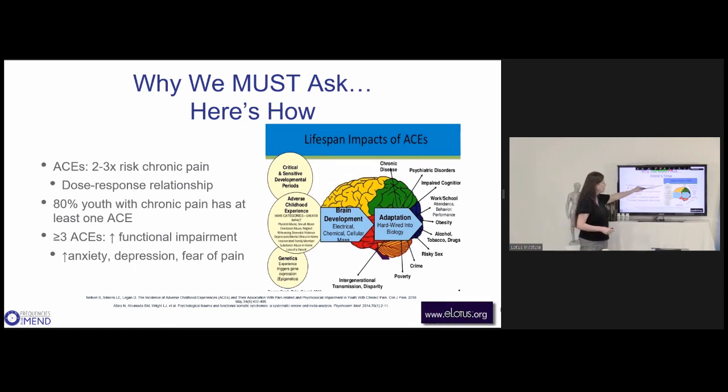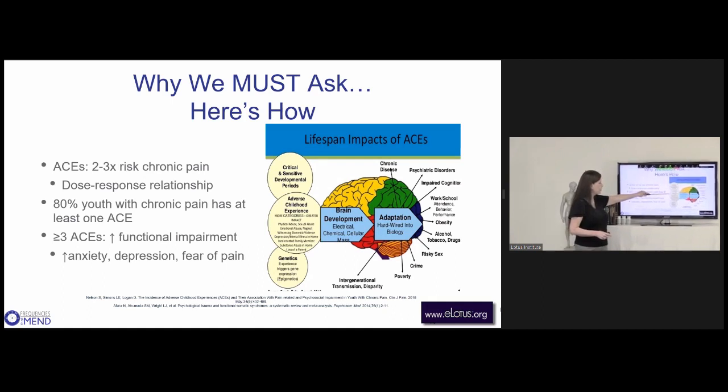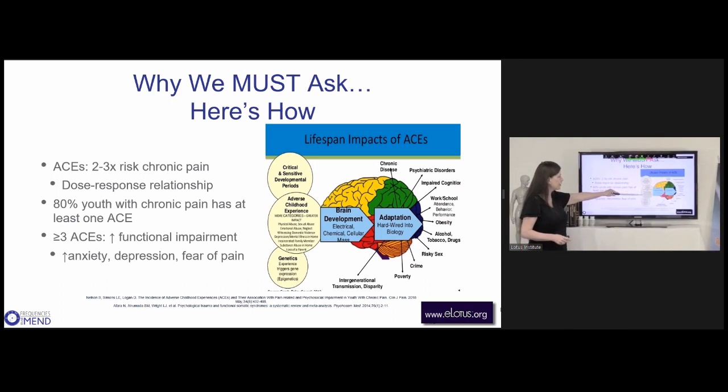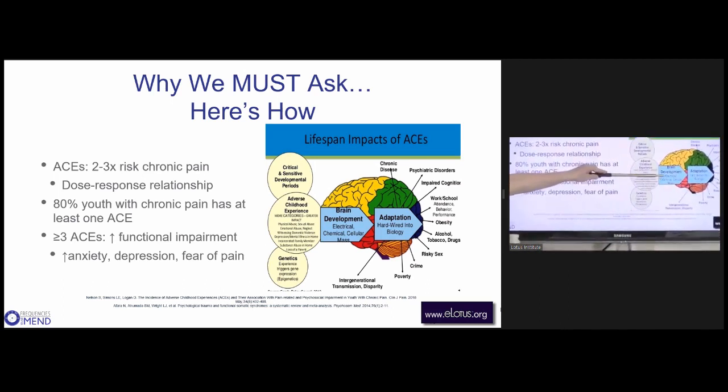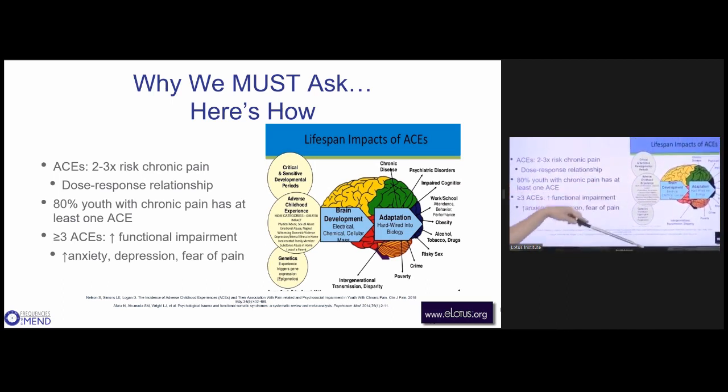So we have these critical and sensitive development periods. And once you have adverse childhood experiences, and the more categories, the greater the impact on all of these terrible things that can happen, it actually changes the electrical, chemical, and cellular mass of the brain.